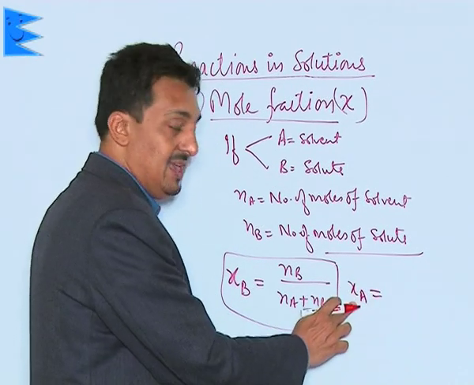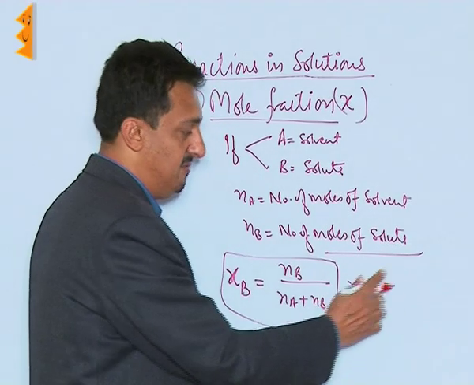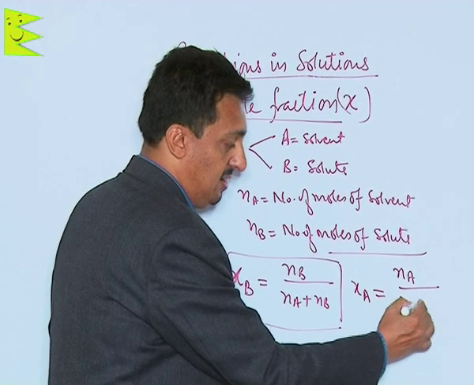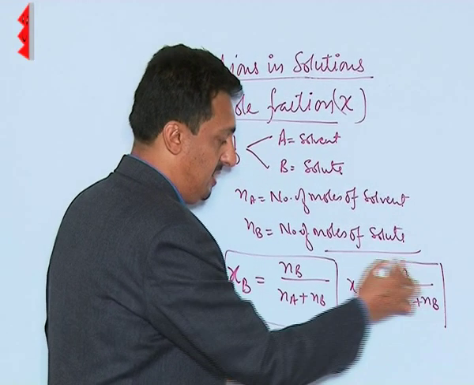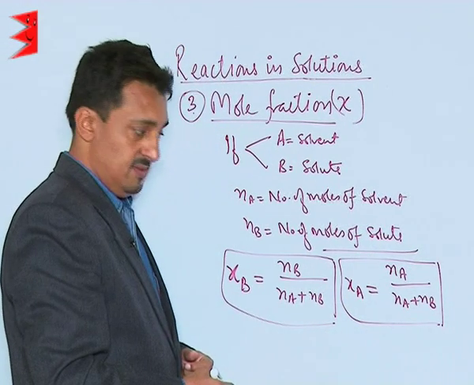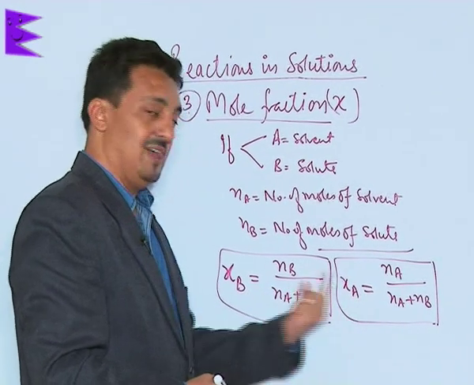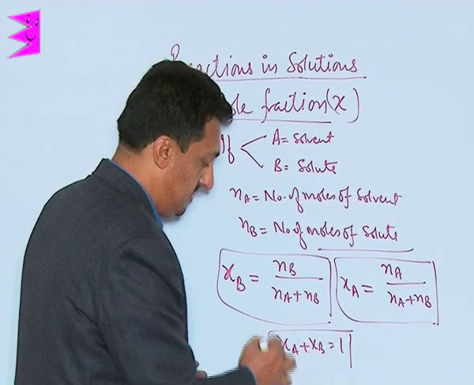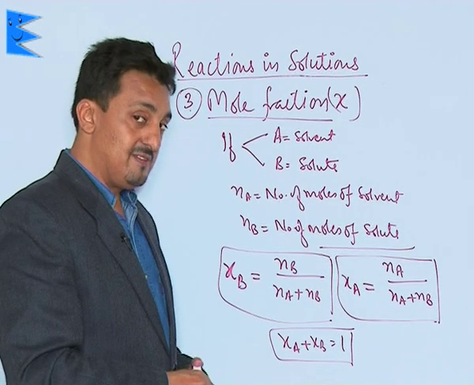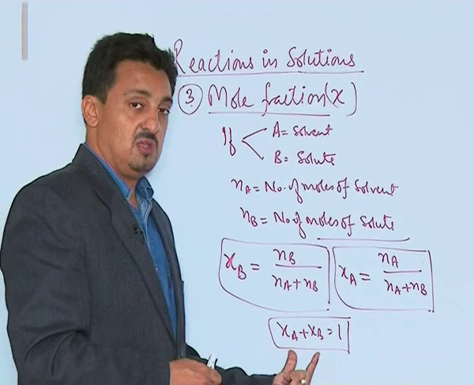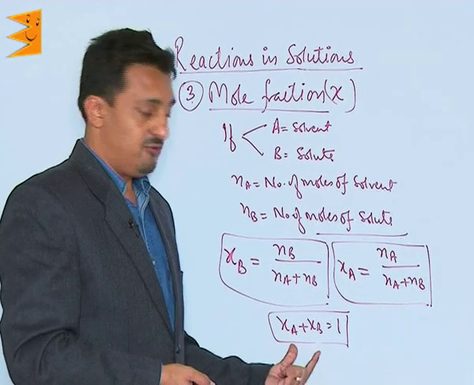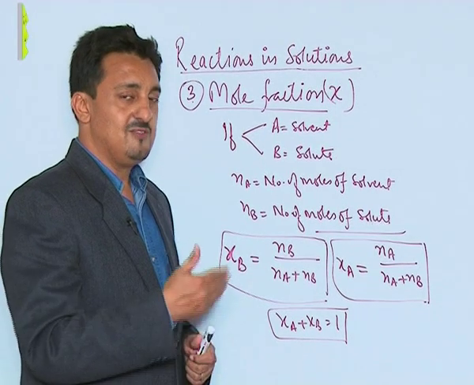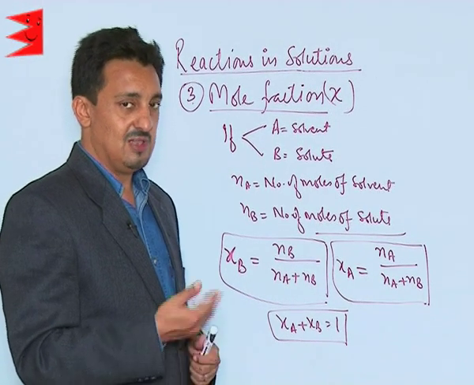Similarly, chi A, the mole fraction of the solvent, will be the ratio of number of moles of the solvent to the total number of moles of all the components of the solution. And what is interesting is that if these two terms are added, what we will get is chi A plus chi B will be 1. Since it's a fraction out of 1, always remember the sum of the mole fraction of the components of a solution is always 1. So if we know the one, we can find out the other one by subtracting it from 1. Now let us do a numerical in order to make this concept more clear.